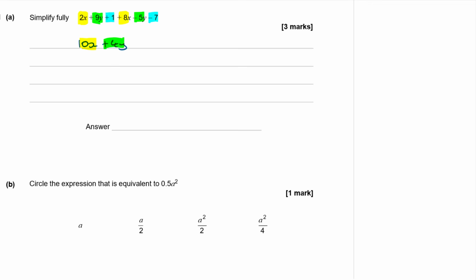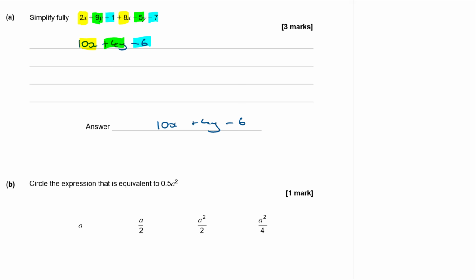And then I've got plus 1 minus 7. So if you're at 1 on the number line, you subtract 7. It's going to take you down to minus 6. Okay, so that's my solution. 10x plus 4y minus 6.